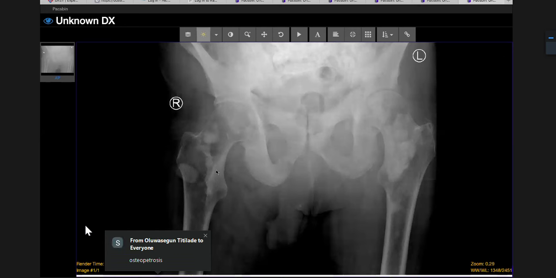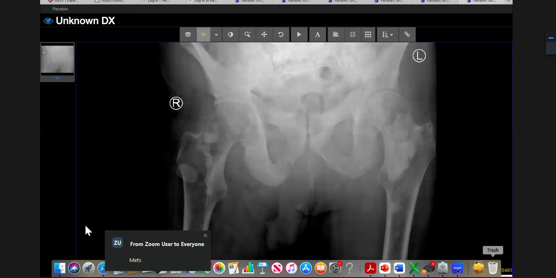Osteopetrosis gives you increased density throughout, but again, this is one of those cases where it is prostate mets and nothing else really. Osteopoikilosis, no, I don't think so, because you get those small sclerotic areas, which are like little dots, but no, I wouldn't say so. So I think this is one of those cases where it is just that.